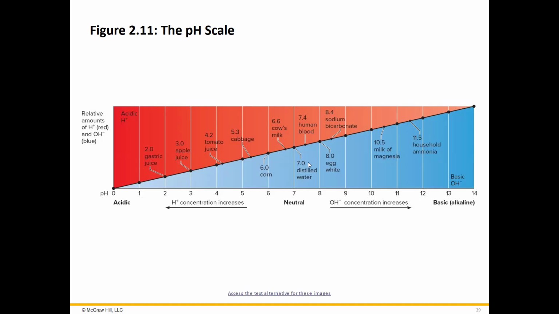Again, we start consuming those things, buffers are going to come out and start making it more acidic as a homeostatic mechanism, bring us back to homeostasis, which is 7.4. The negative feedback system will slowly down-regulate those buffers so that it stops at a nice even 7.4. It doesn't continue to become acidic.